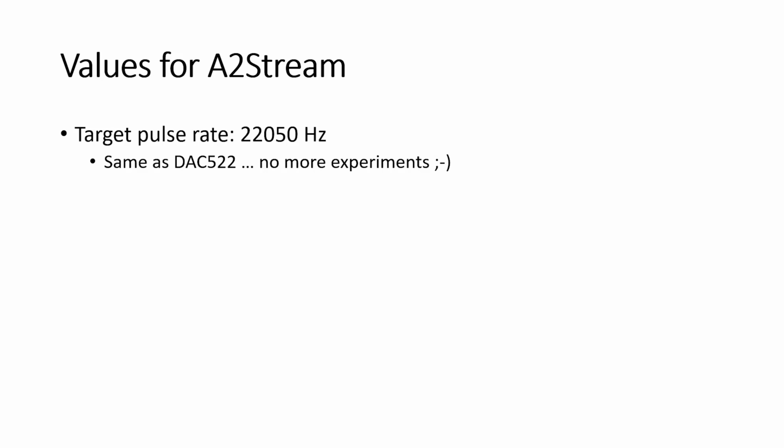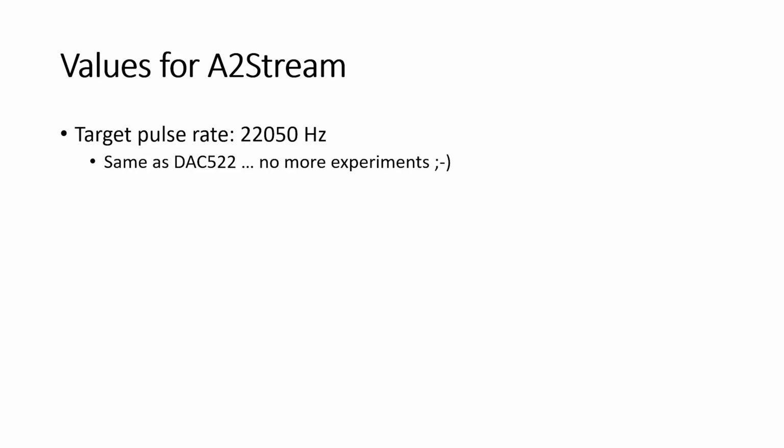Okay, so what are the actual values for A2Stream? We have a target pulse rate of 22 kHz. It's the same as Michael's DAC 5-2. I wasn't into experiments anymore after having tried the pulse density modulation.